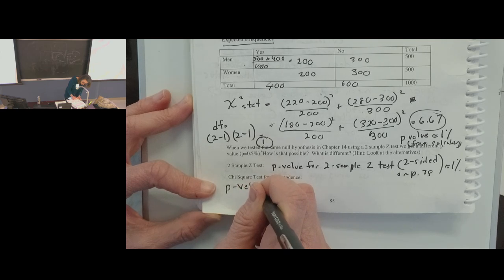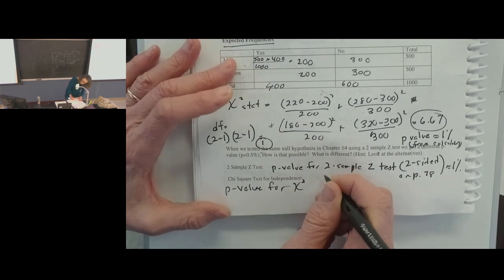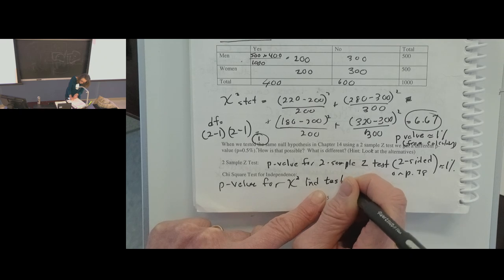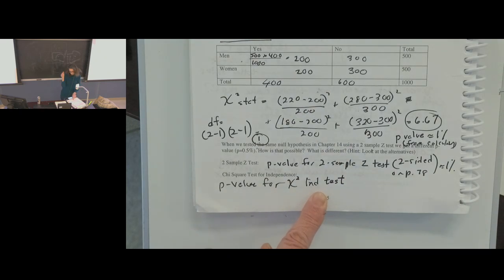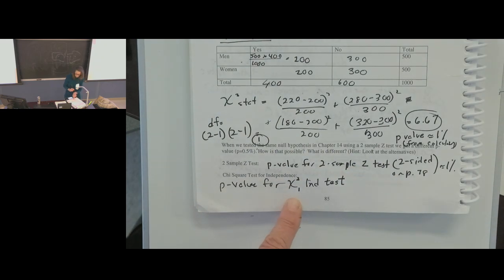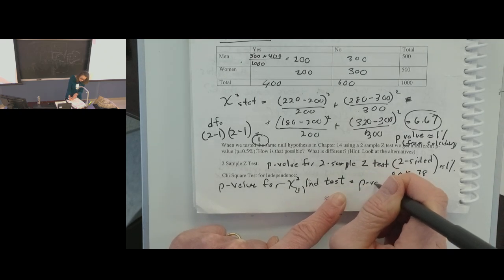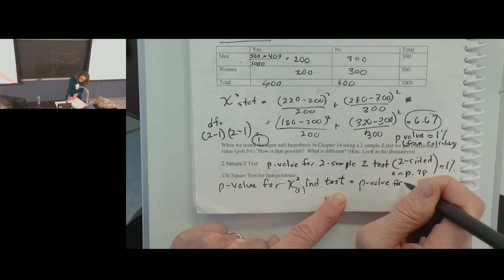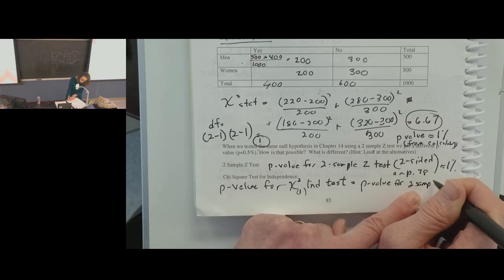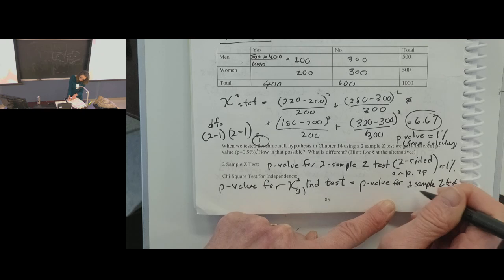The p-value for the chi-squared independence test, with 1 degree of freedom, I'll put the degrees of freedom down there, is equal to the p-value for the two-sample z-test, two-sided.